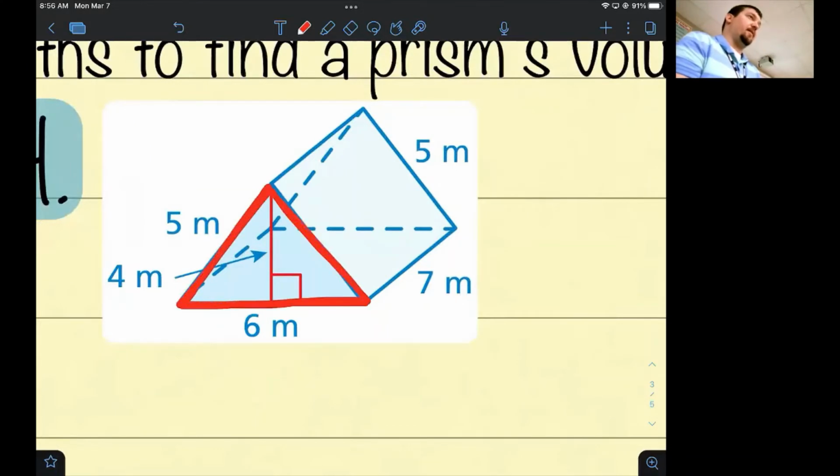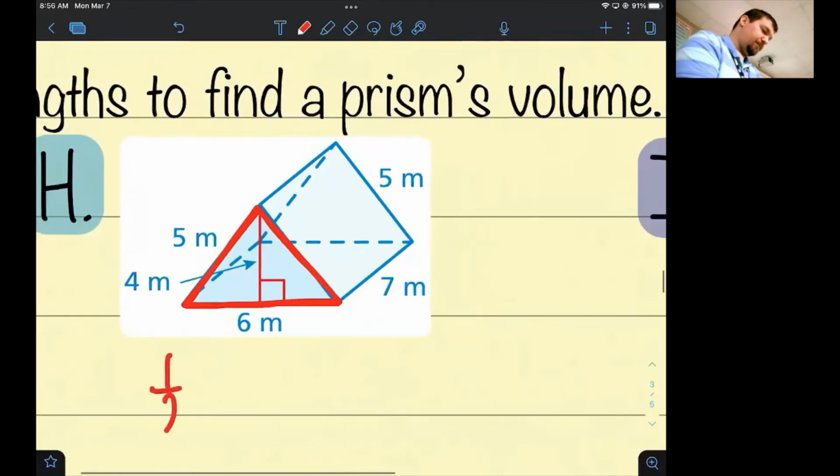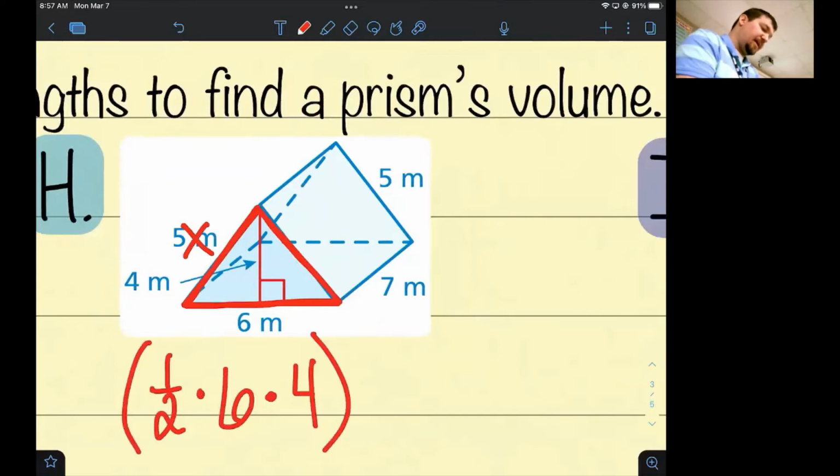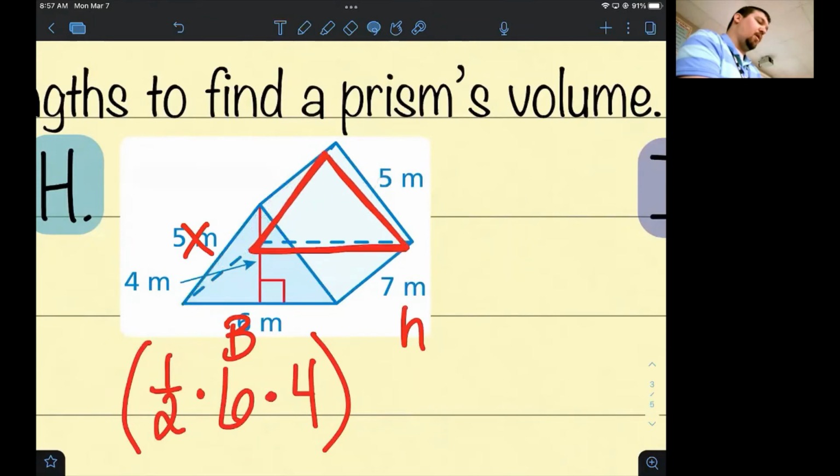To find the area of that triangle, 1/2 times the base. Ella, what's the base of that triangle? Awesome. Times the height of that triangle. Ella, what's the height? 4. I don't need that 5 whatsoever to help me find the area of that triangle. Just 1/2 times 6 times 4. I'm going to put that in parentheses because that's my capital B. My height, because I do capital BH, what is the distance between this triangle and the one on the back side, Addison? 7. It's 7.